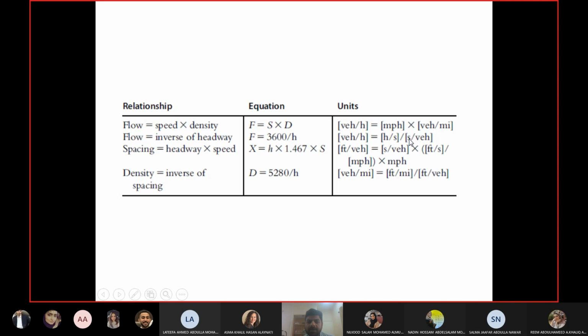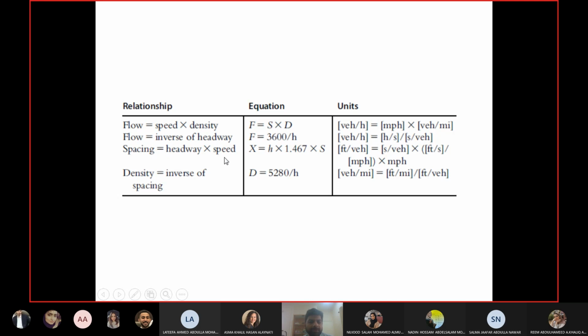The unit of headway is actually time per vehicle, because after time equal to headway, you have the next vehicle. So it's seconds per vehicle. You take the inverse, you get vehicles per second, and 3600 is the number of seconds in an hour, to convert to vehicles per hour.